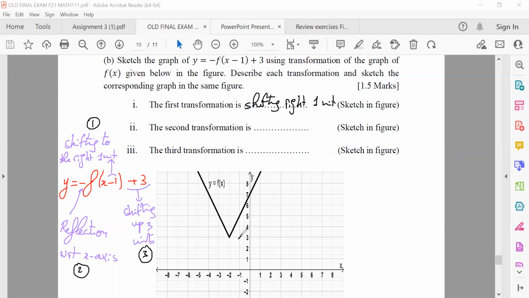So this point comes here, this point comes here, this point comes here, and we get this absolute value. Okay, then the second transformation is a reflection with respect to the x-axis.